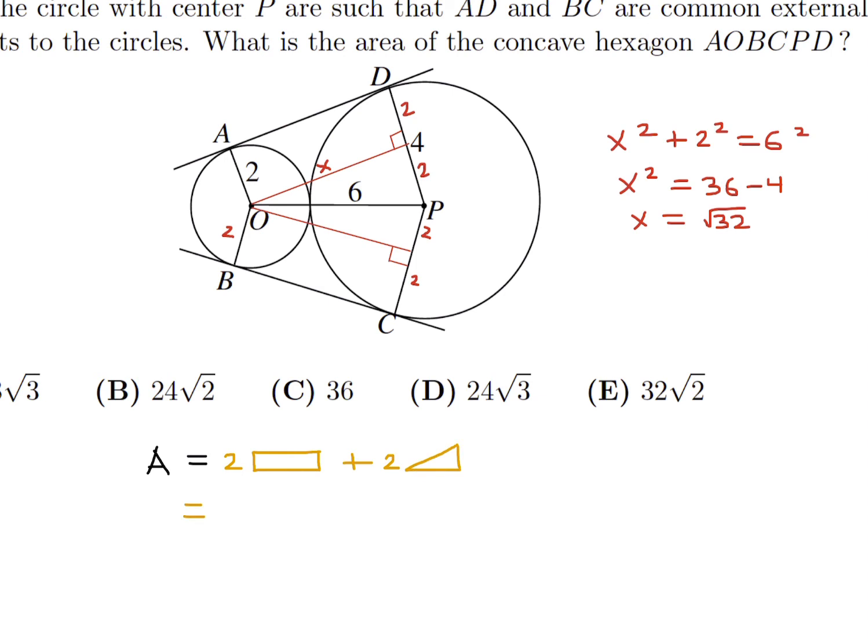Okay, so here we go. Each of those rectangles, length times width. Well, the width is 2 right here, and the length is x, which we just figured out was root 32. So root 32, like that. And then 2 times the triangles, 1/2 base times height is the formula. And base, well, it doesn't really matter. We can use this as the base and that as the height. So the base is x, which is root 32, and the height is 2.